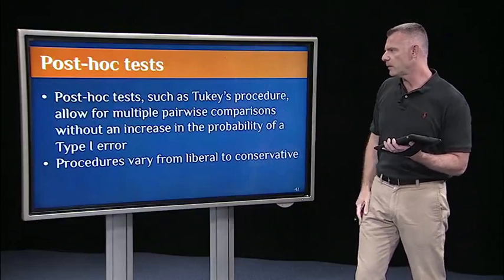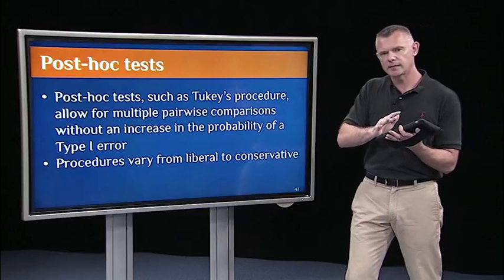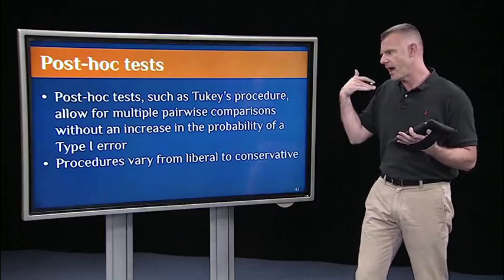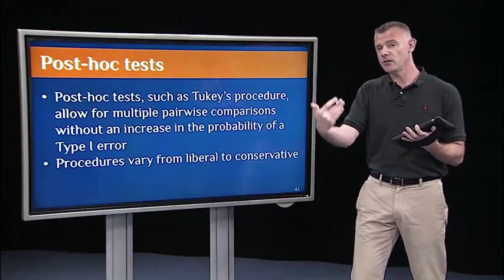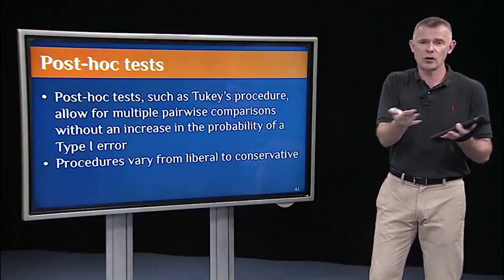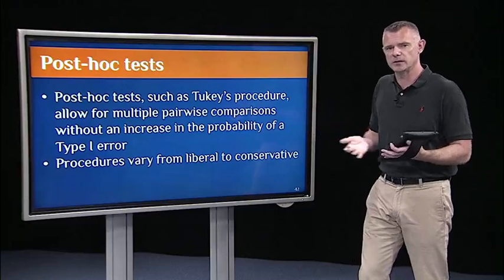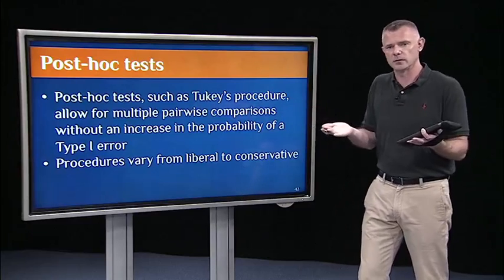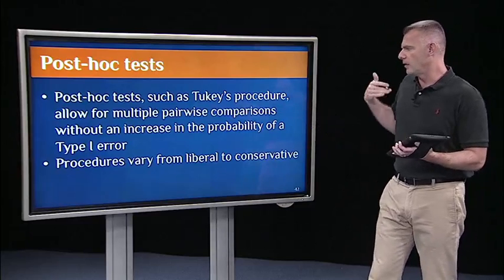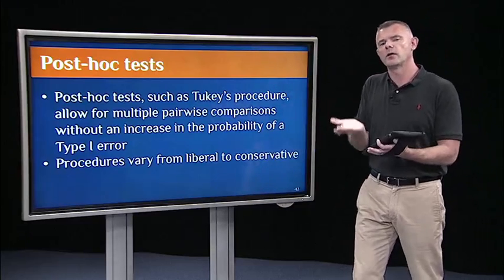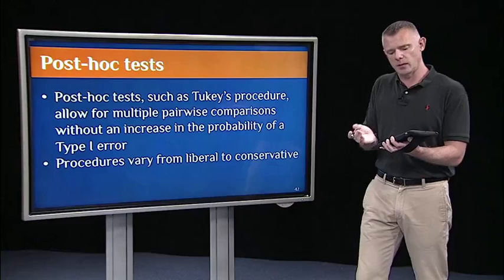To wrap up this segment, post-hoc tests are necessary after you do a one-way ANOVA if you have a significant effect. If you don't have a significant F ratio, then you're not going to engage in this procedure because no pairwise comparisons will be significant. And the way they work is they adjust for that inflation in the probability of type 1 error.